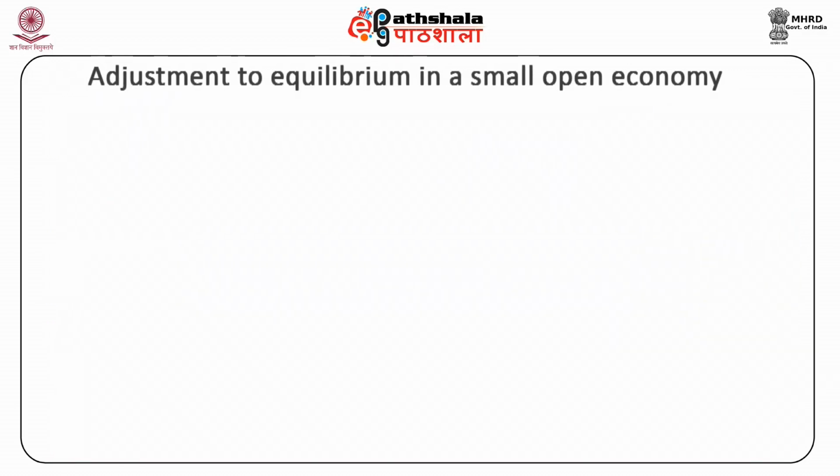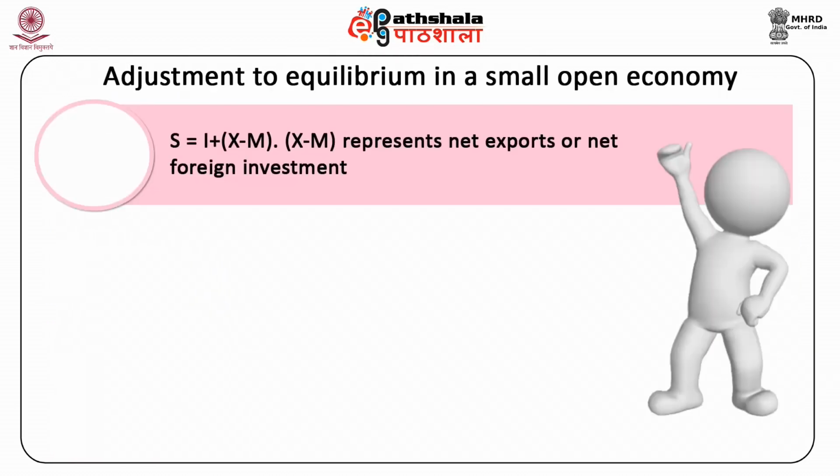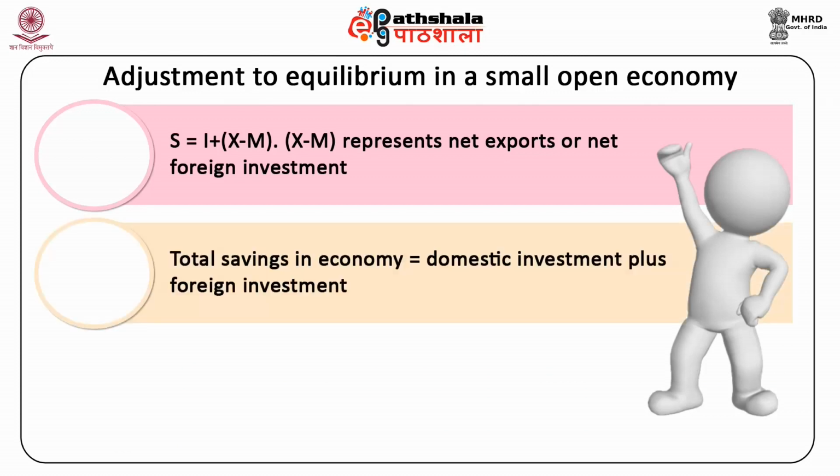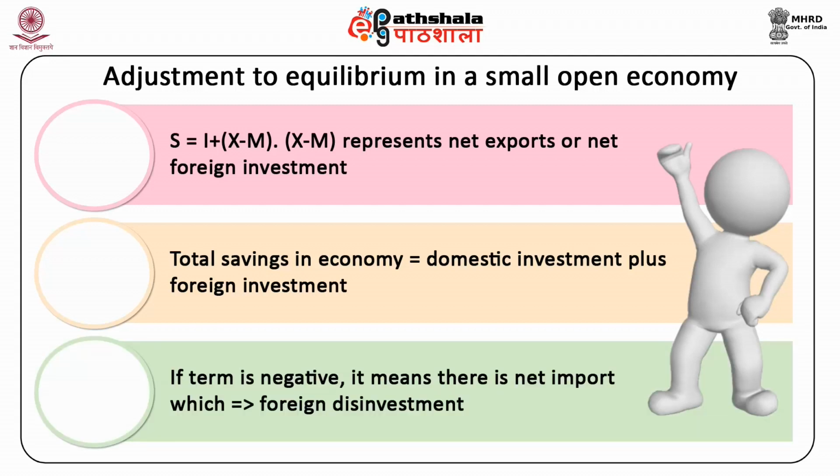Rearranging the above equation, we get S is equal to I plus X minus M. X minus M represents net exports or net foreign investment. Hence, total savings in the economy is equal to the domestic investment plus foreign investment. If the term is negative, it means there is net import, which implies there is foreign disinvestment.